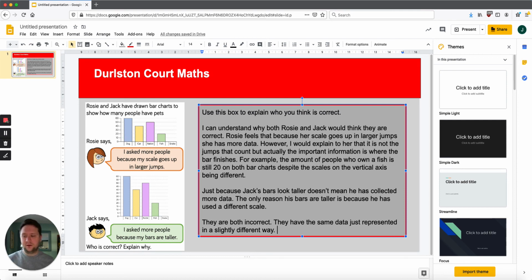If you want, go back to your question that you answered. If you don't feel like you explained it enough, go and have a practice. Magpie some of my ideas. Go and have a go at explaining it a bit further.